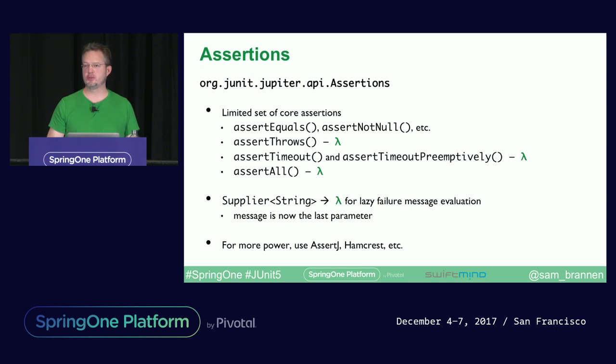So if you don't like the stuff in core, that's fine. We also use AssertJ within our own testing suite in JUnit, so if you want to use AssertJ, Hamcrest, Truth, and stuff like that, that's fine. All those things are going to throw exceptions and fail your test in any case.